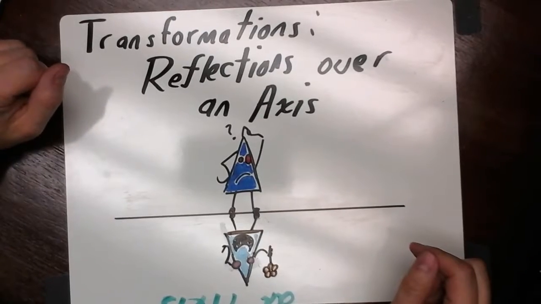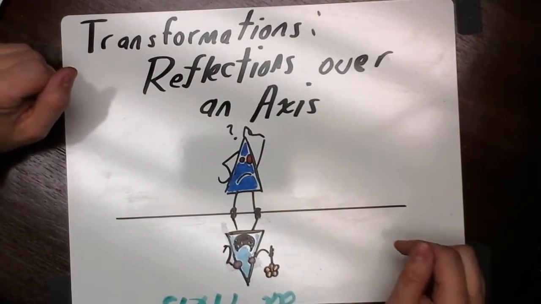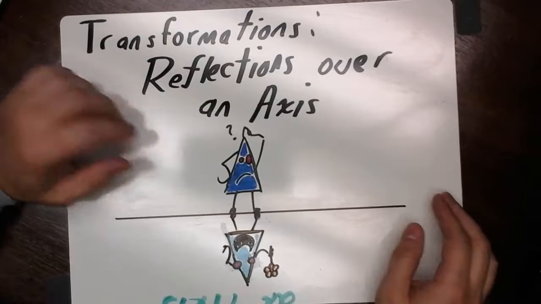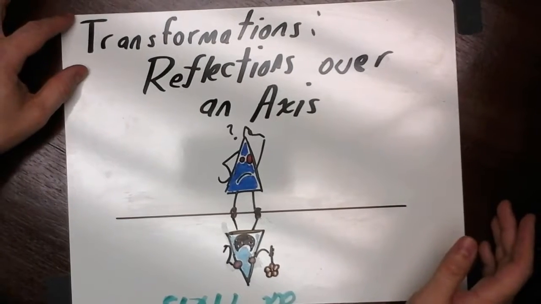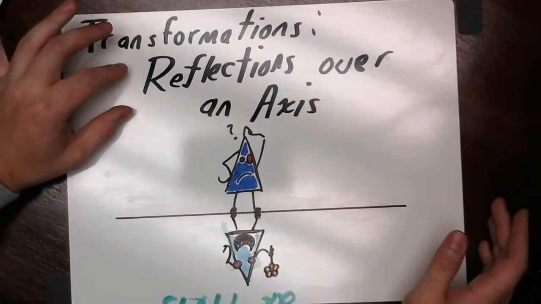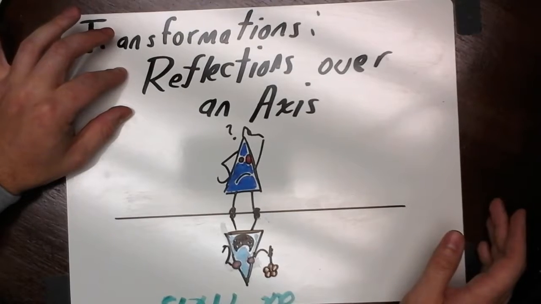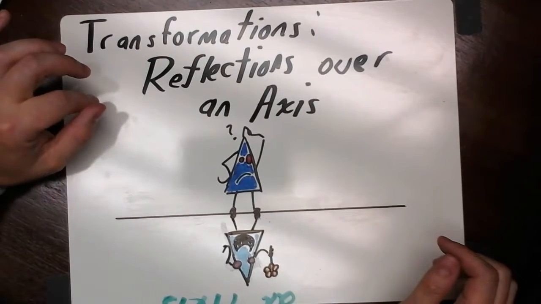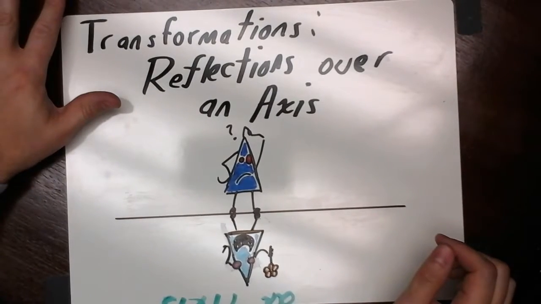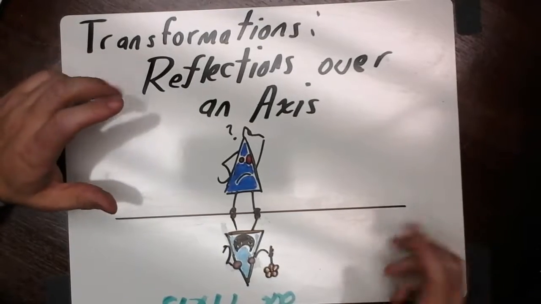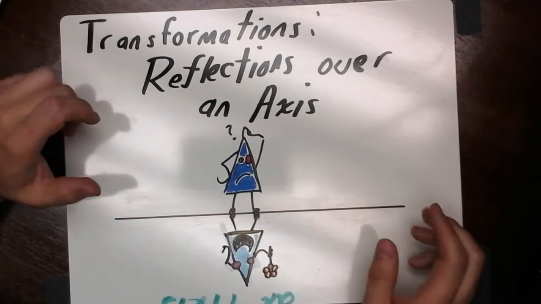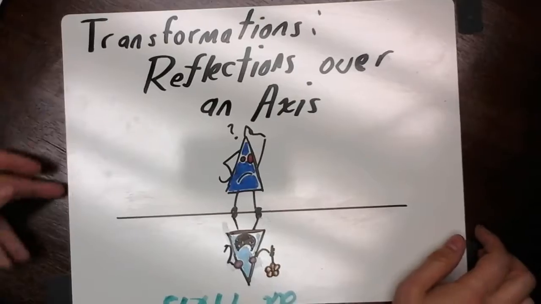Hey guys, we're here with another awesome video about math. In this case, we're talking about transformations and specifically reflections over an axis. In this video, we're first going to talk about what a reflection is. Then we're going to look at a couple of methods of reflecting an image over an axis.